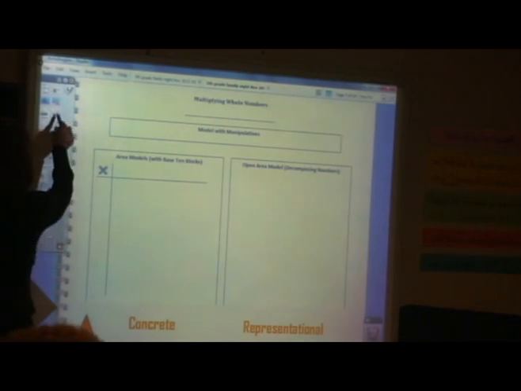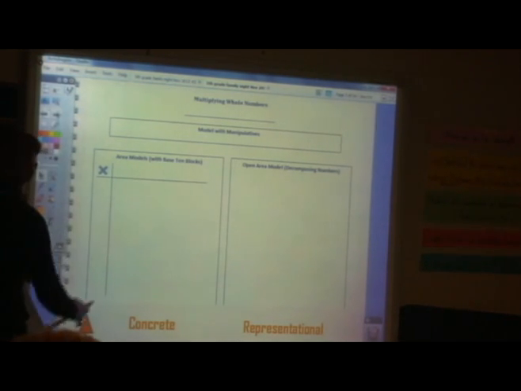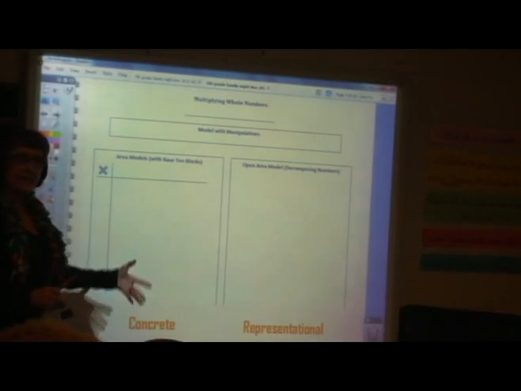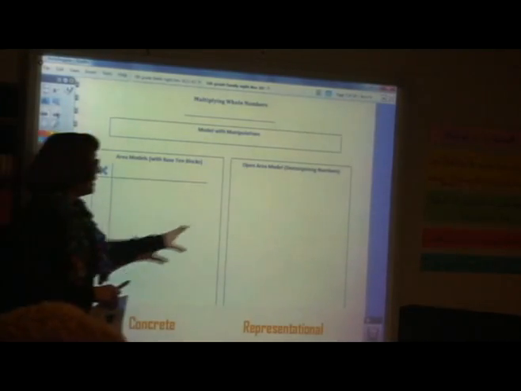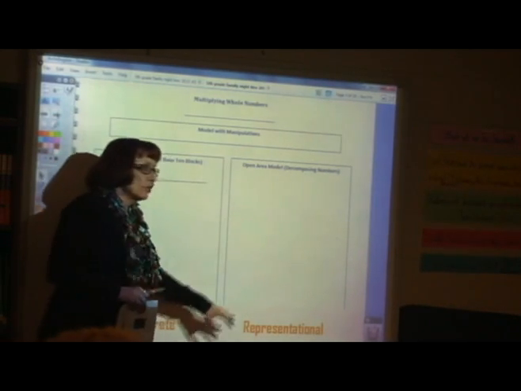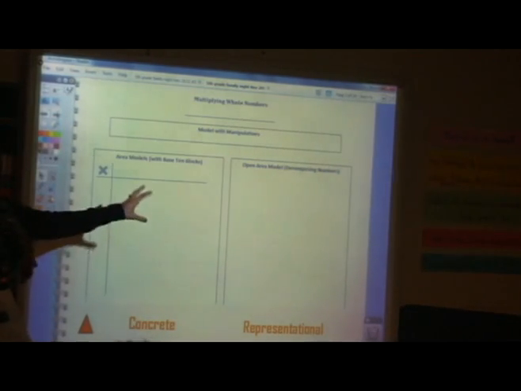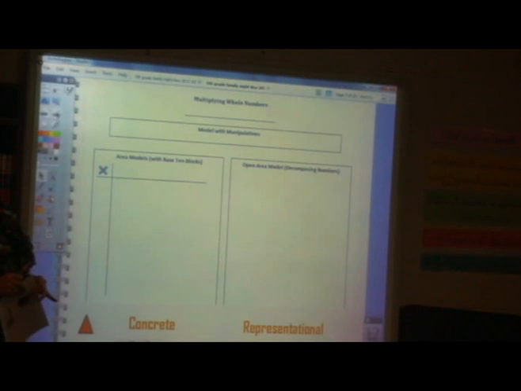The area model deals with concrete. That's where they build the actual model. And the open area model is where they draw a chart to represent what they built in the area model.